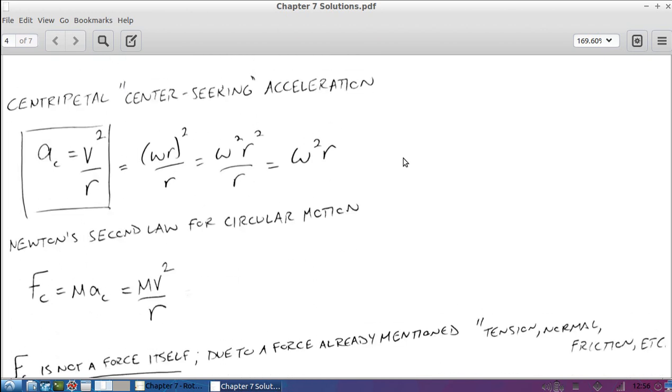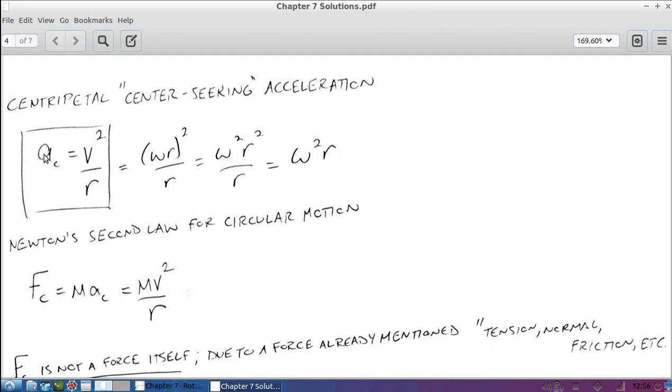And so what I did, I'm foregoing the derivation of this acceleration. You can find it in your book. It's at the beginning of chapter 7, shortly after they do rotational kinematics. But this is my relationship between my tangential velocity and my centripetal acceleration. So centripetal acceleration is v squared over r.